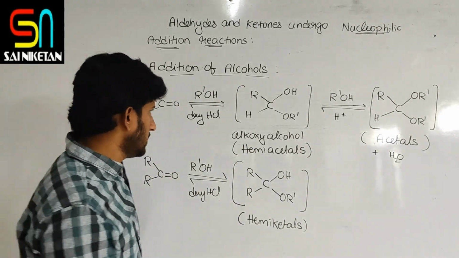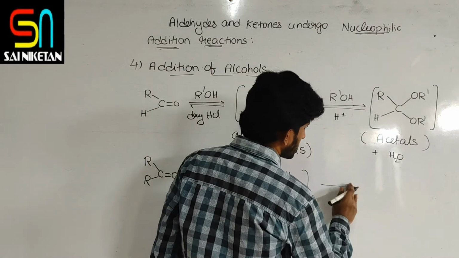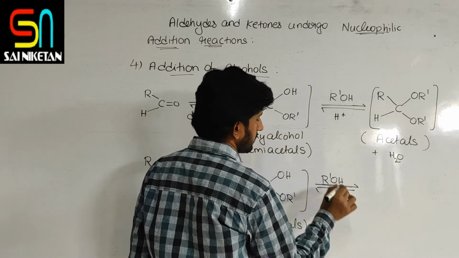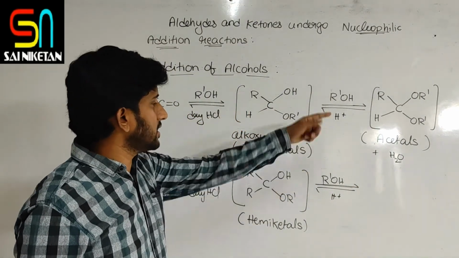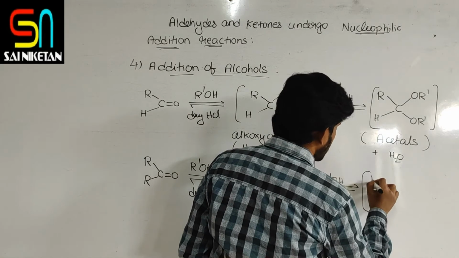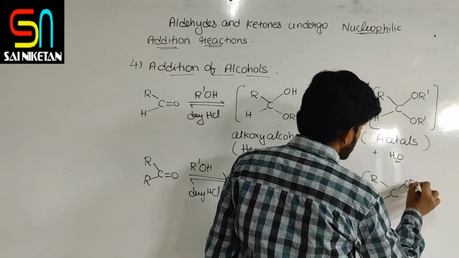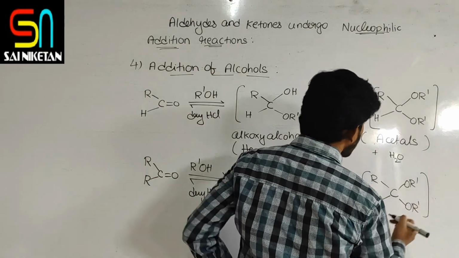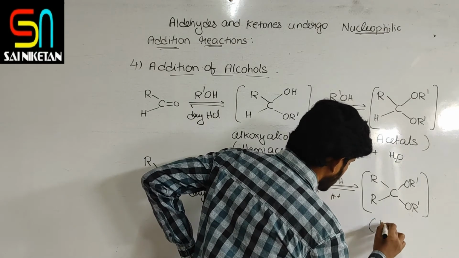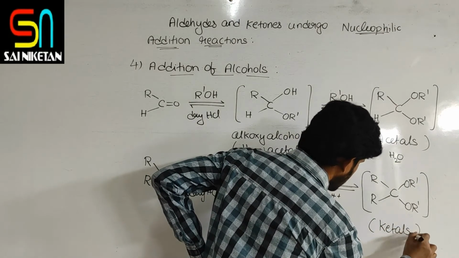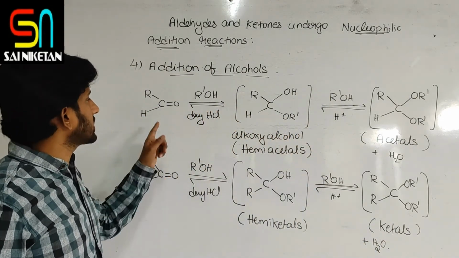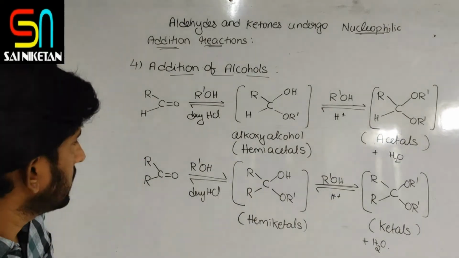That is the difference. And if the reaction continues with 1 more mole of alcohol, even this 1 OH is replaced with 1 more OR. So we will get the compound like R, OR, R dash. Such dialkoxy compounds are called ketols. So this is how alcohols are added to aldehydes or ketones.